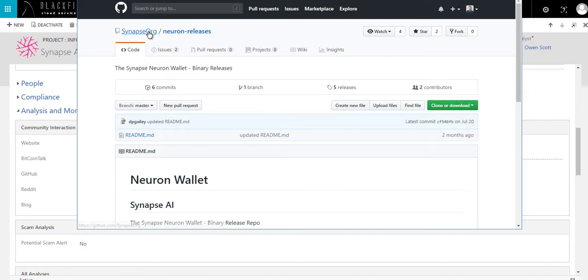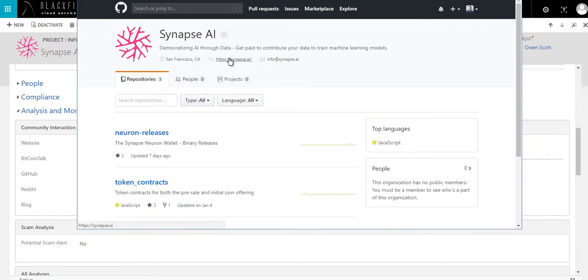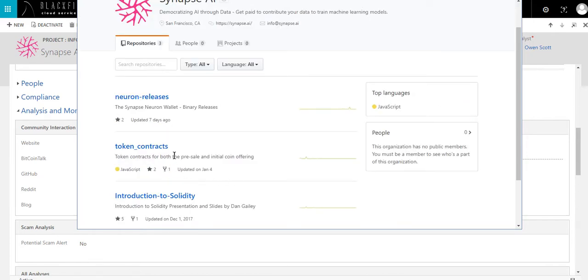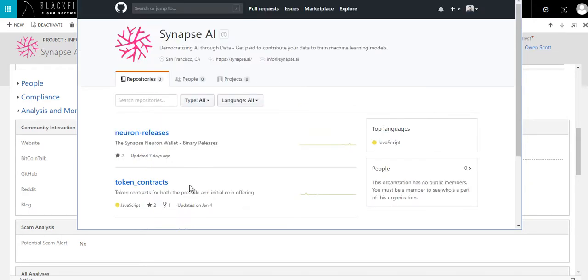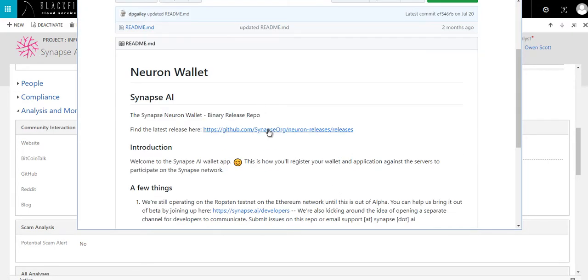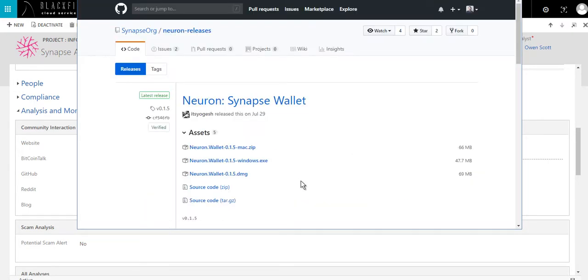But here you see, this is the Synapse org, and these are the repositories that they have. They've got the token contract. They've got an introduction to Solidity, which is interesting. That's all the way back in December, Dan Gailey showing how Solidity could be used. And these are the actual contracts for the ICO and for the pre-sale. The most important thing, of course, is the wallets. The releases here are pretty important in terms of the wallet.